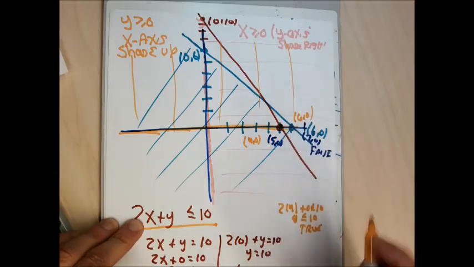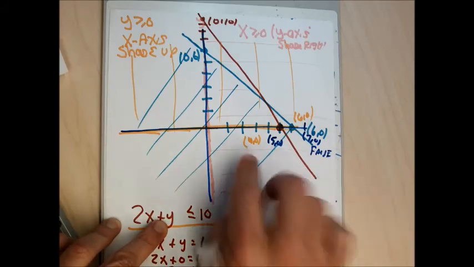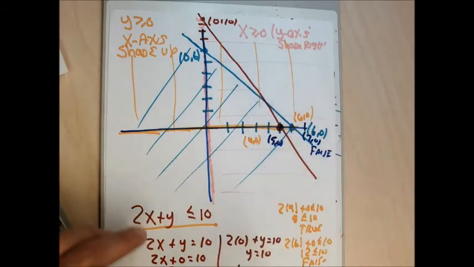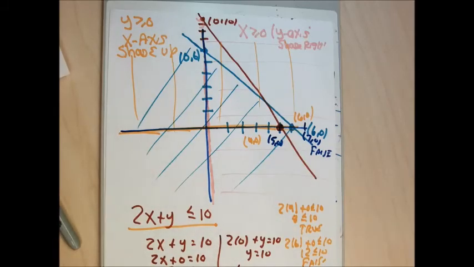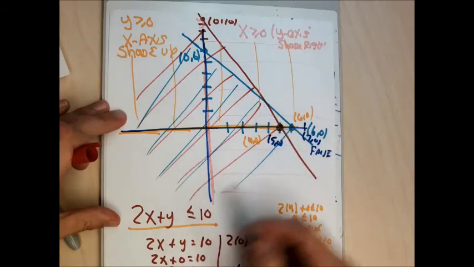And if I plug (6, 0) in, I get 2 times 6 plus 0 is less than or equal to 10, which is 12 is less than or equal to 10, which is false. I need to shade towards the true point, so for this red line, I'm going to shade towards the true point, so everything under the red line.